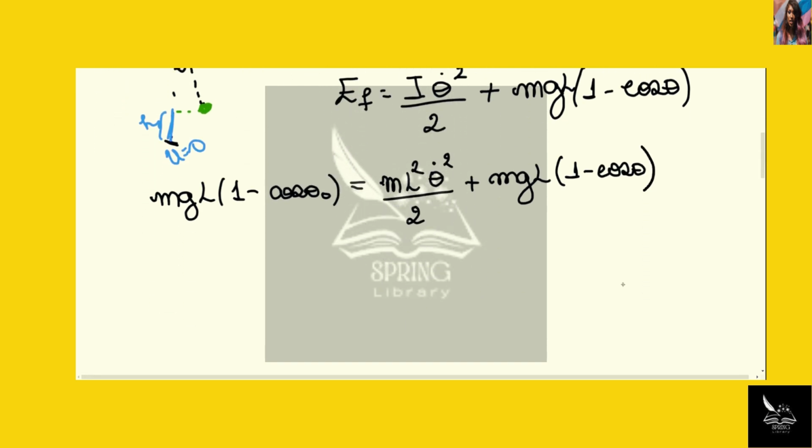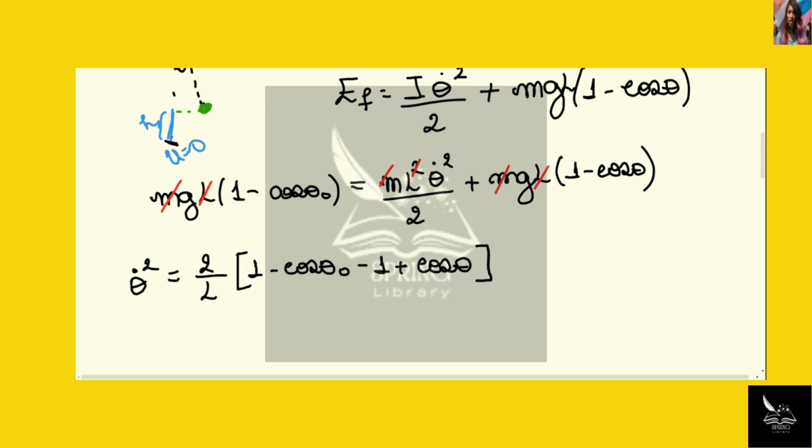Then we can isolate the angular velocity. So theta dot squared. Notice that we can also cancel out the mass and cancel out this L here. We're going to have that theta dot squared is going to be equal to 2 over L times 1 minus cosine of theta 0 minus 1 plus cosine of theta. Okay, we can cancel out 1.